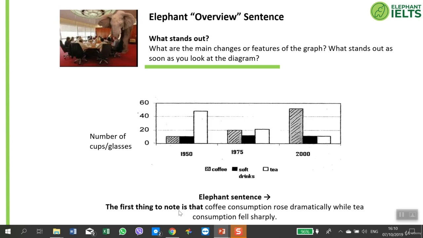Let's put it together using language from the useful language page. The first thing to note is that coffee consumption rose dramatically while tea consumption fell sharply. I didn't say anything about soft drink consumption because nothing much happened, did it? I wouldn't call that an elephant because it was low and it was stable over the whole period. So the elephant here is that coffee consumption rose dramatically while tea consumption fell sharply.